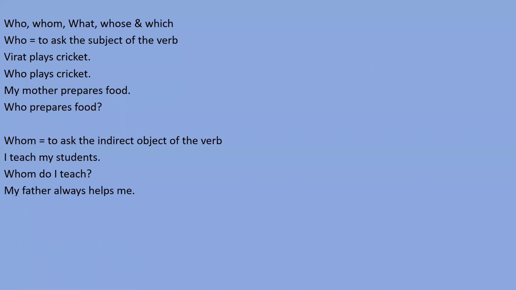Clear? Next, my father always helps me. So me is here indirect object. If I want to know about me, I should use whom word. Like whom does my father help? Whom does my father help? Right? So who is used for subject and whom is used for indirect object.